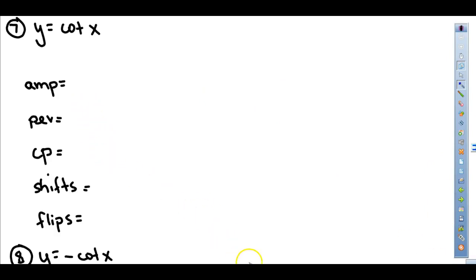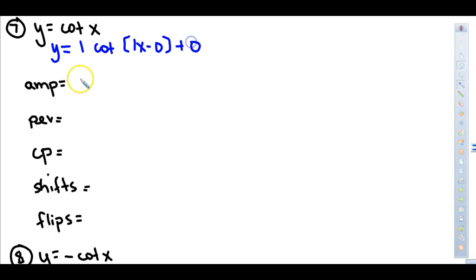Okay, so let's do the same thing here. Let's say that we are going to graph the parent function for cotangent, so that's 1 times cotangent of 1x minus 0 plus 0. Again, no amplitude, even though a is 1, because we don't have a top or a bottom, a max or a min. We don't even need a, we don't even have to graph a.